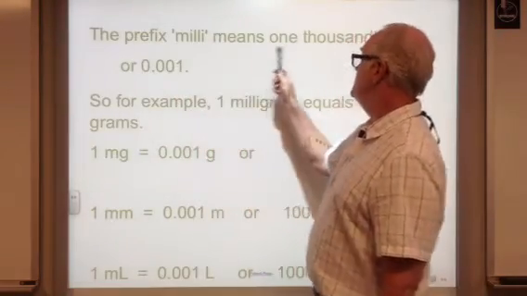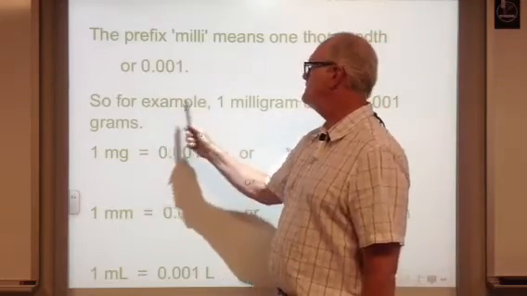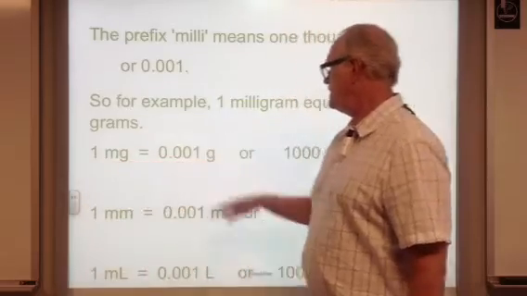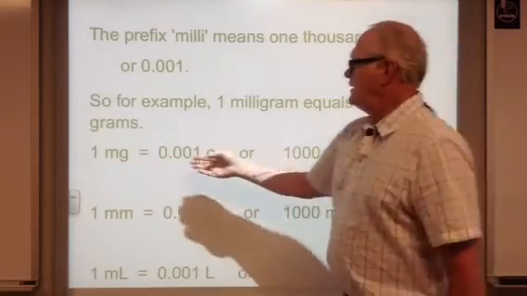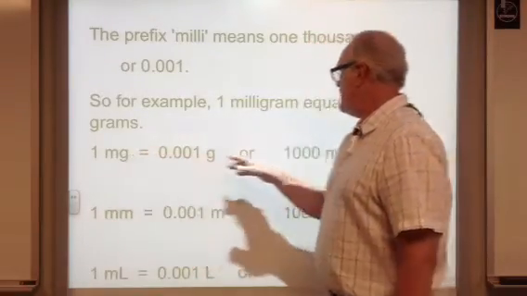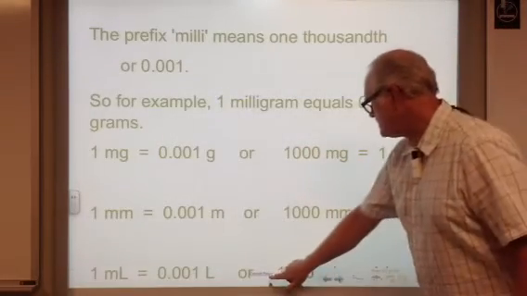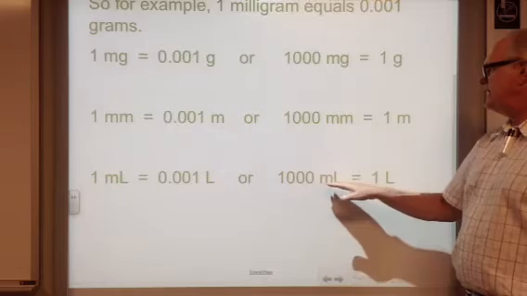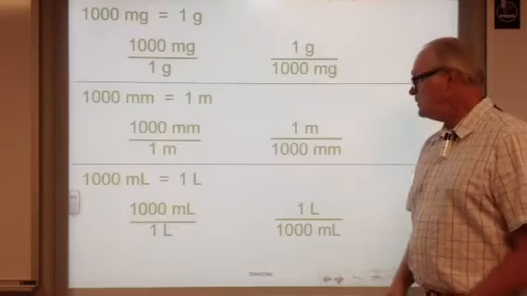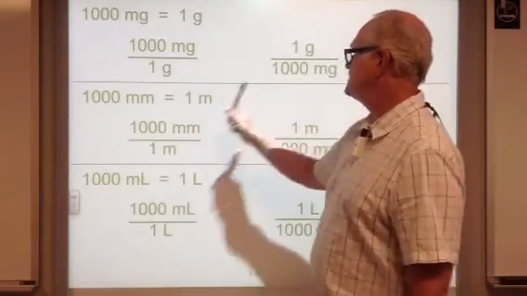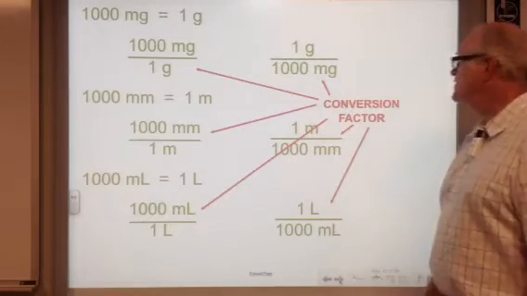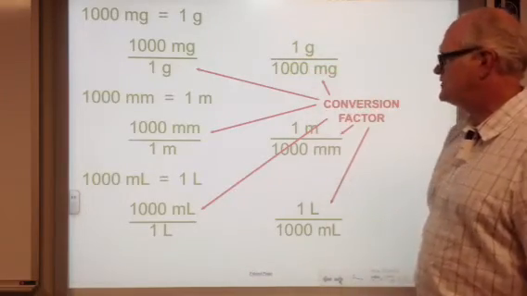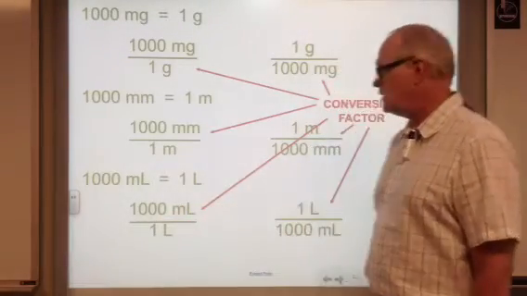The SI prefix milli means 1,000th or 0.001. So 1 milligram equals 0.001 grams. There's that equation written in symbols. To simplify it, in some people's minds, we could multiply it by 1,000, so we end up with 1,000 milligrams equals 1 gram. In a similar way, 1,000 millimeters equals 1 meter. 1,000 milliliters equals 1 liter. Once we have each of those expressions, we can write conversion factors from them. And in each of these conversion factors, the measurement in the numerator equals the measurement in the denominator. There is 1 gram for every 1,000 milligrams. There are 1,000 milliliters for every 1 liter of volume.